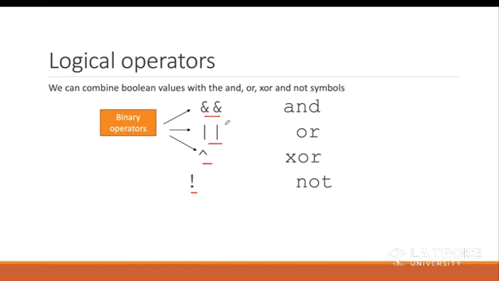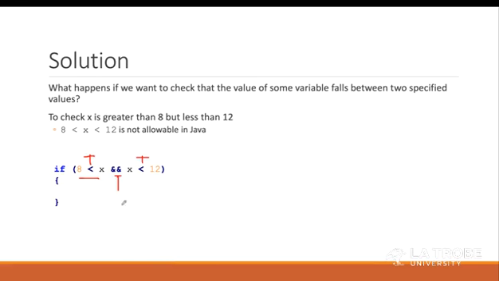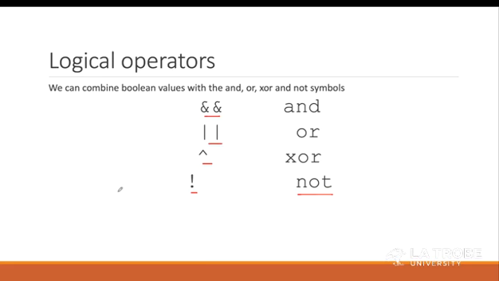Now these first three are binary operators because they require two operands, and the last one, not, is a unary operator because it requires just one operand. So here, if you see, we have two operands, this and this, and the operator in between. So that's how they are binary operators.